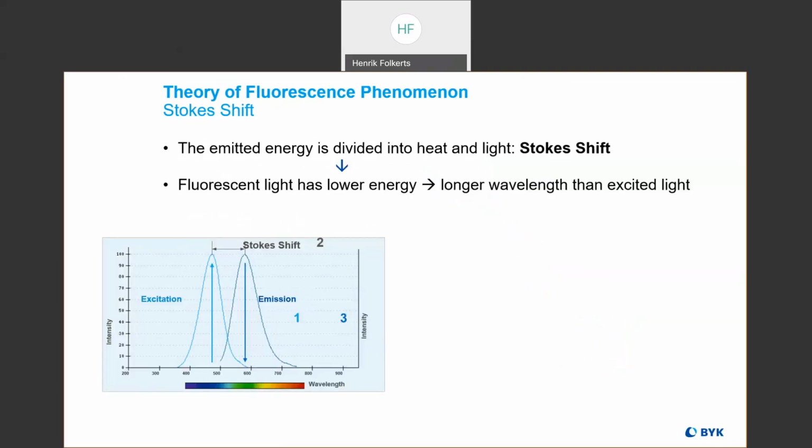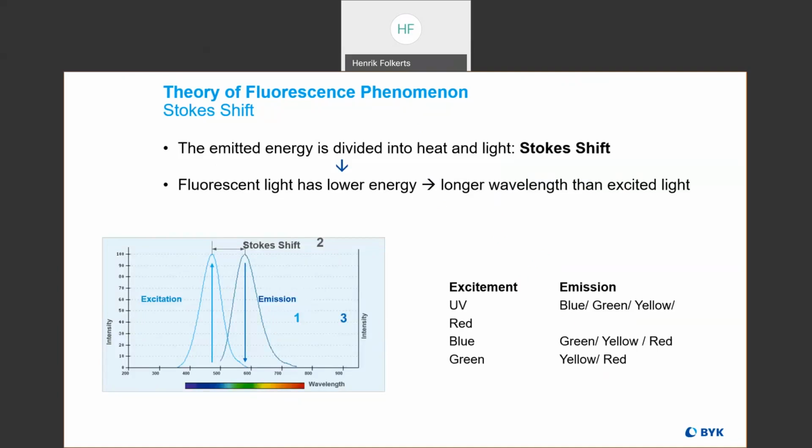That causes something called Stokes shift, where the light that was absorbed by the electron is re-emitted at a longer wavelength. So Stokes shift is when the light is shifted from lower towards longer wavelengths.